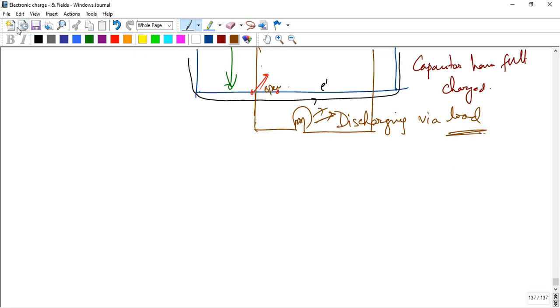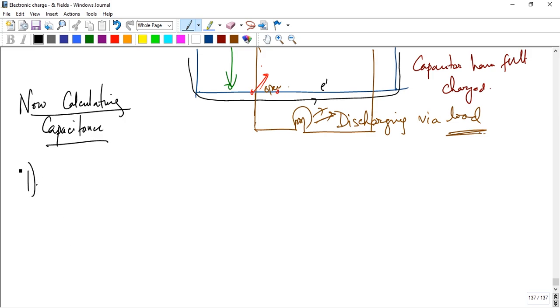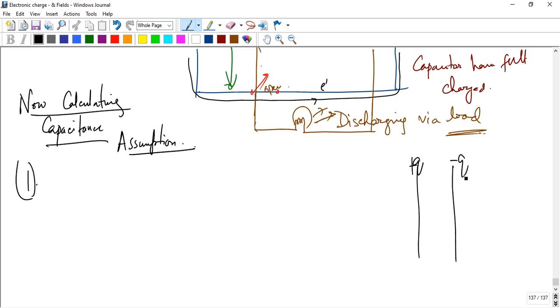Now calculating capacitance. There are some assumptions taken. The first assumption is that the total charge on the plates is Q. These two are plates, with an absolute value of plus Q on one and minus Q on the other. The absolute value will be the same.